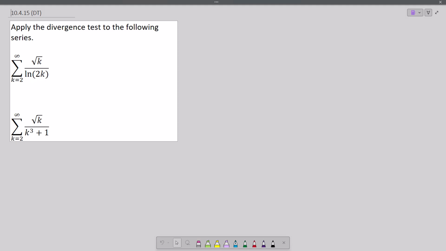Okay, divergence test. The divergence test cannot find convergence. The divergence test can find divergence, or otherwise it's inconclusive. So when we look at this first one here, we ask ourselves, what is the limit as k goes to infinity of that?